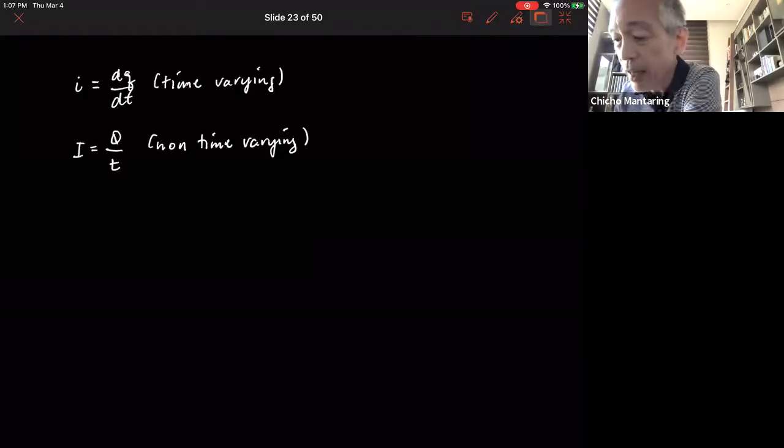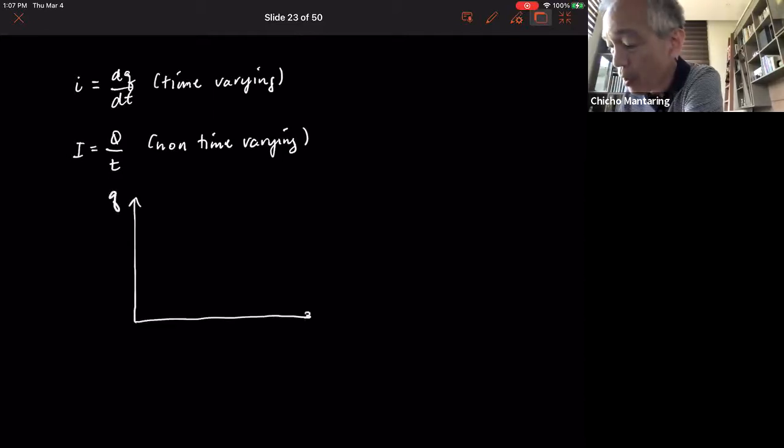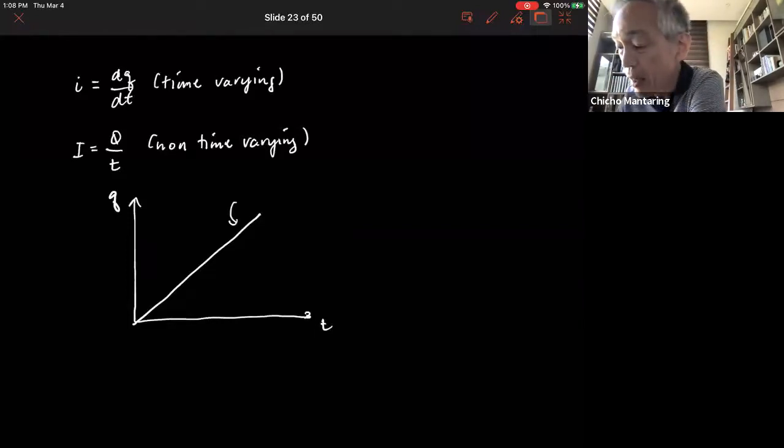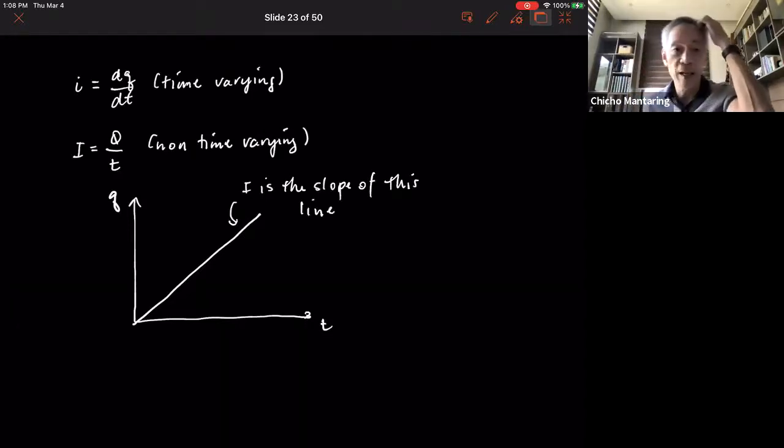When does I become non-time varying? I becomes non-time varying if we take a look at the plot of Q versus T and it is linear. This is where I made a mistake last time; I think I showed a flat line. So if the plot of Q versus T is linear, I is the slope of that line.